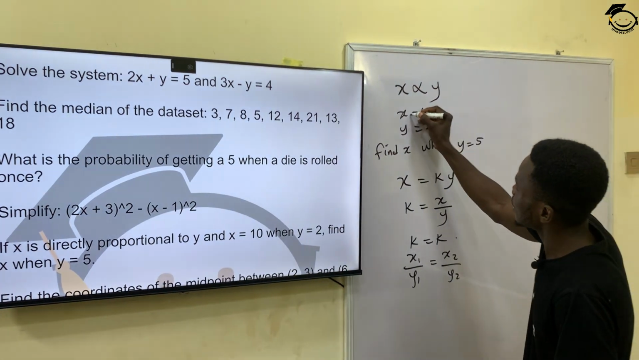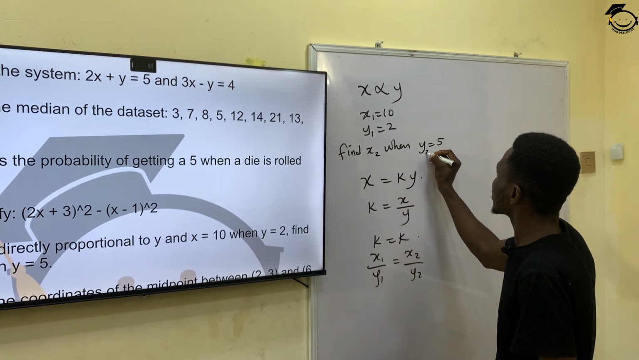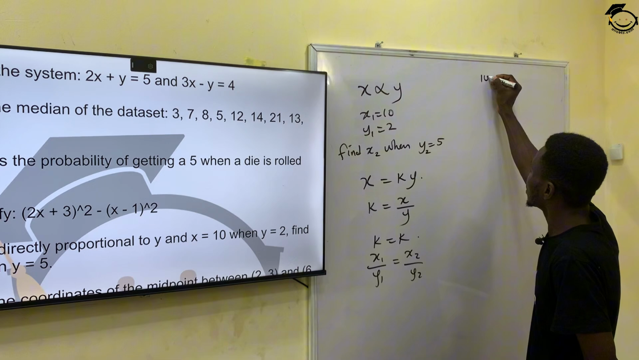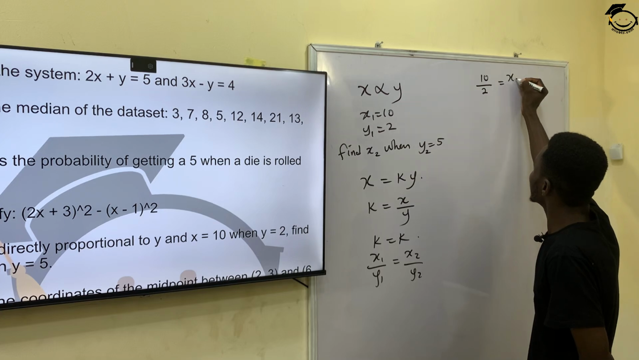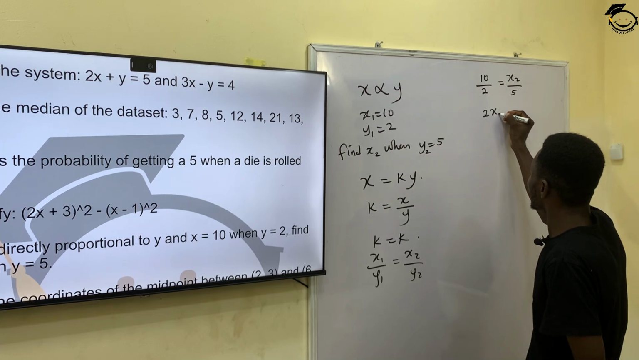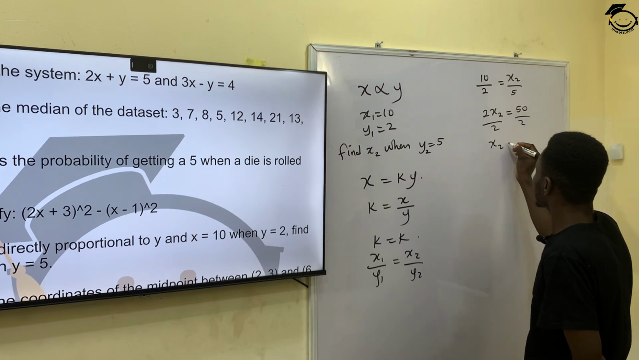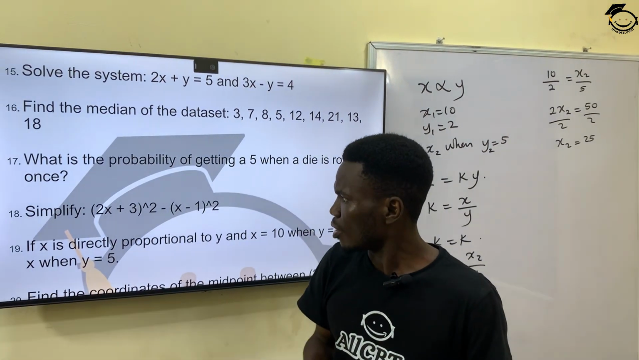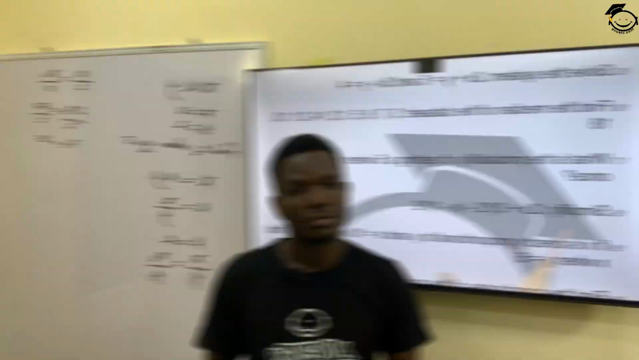Which means that I can say that this is x1 and this is y1, and this will become x2 and this is y2. Therefore, my x1 will become 10 over my y1 is 2, to be equal to my x2 is still x2 over my y2 is 5. So if I cross multiply, it means that I have 2x2 to be equal to 50. Divide both sides by 2, it means that my x2 is equal to 25. So at the end of the day, when you solve this question, the value of x when y is 5 is 25.